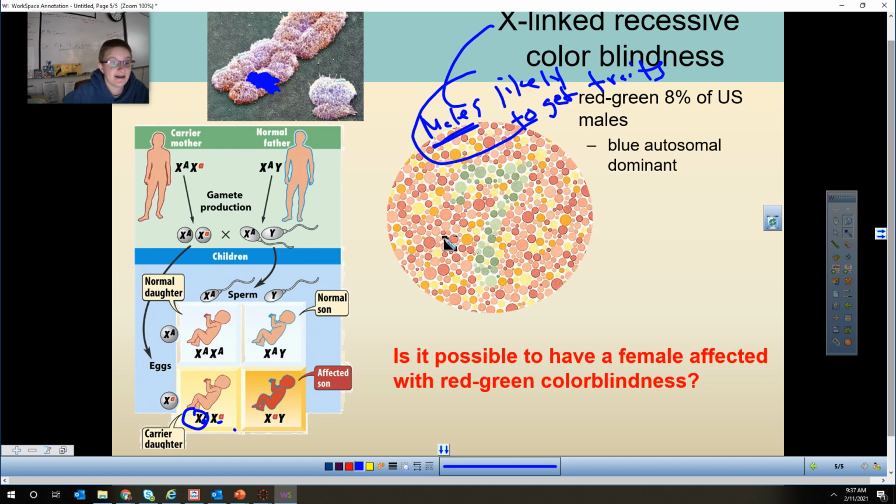So this is color blindness. I guess I should have talked about that first. People with color blindness would not be able to distinguish the colors in these circles and would not be able to see the green number 7 sitting there. So if you can't see a green number 7, potentially you could have red-green color blindness. Red-green color blindness affects around 8% of males in the United States. That is an X-linked recessive color blindness. There's another color blindness, a blue color blindness, but that is autosomal, so it's not sex-linked. Males and females are equally likely to get it, and it's dominant. So that one's kind of interesting.